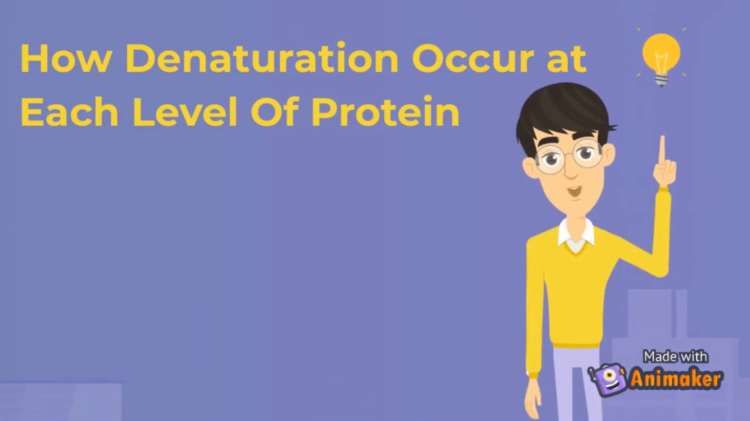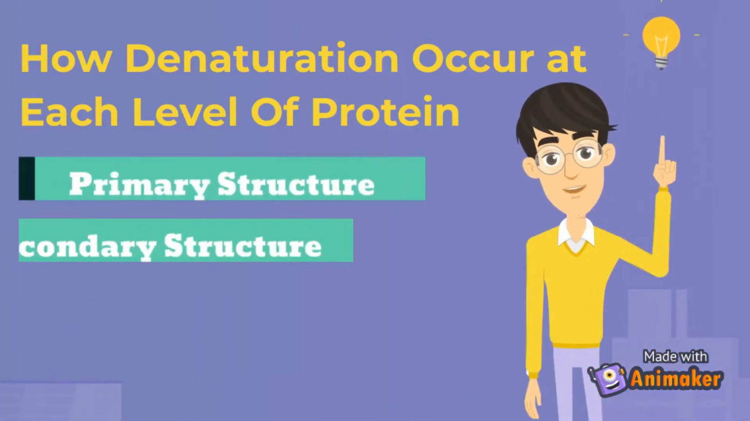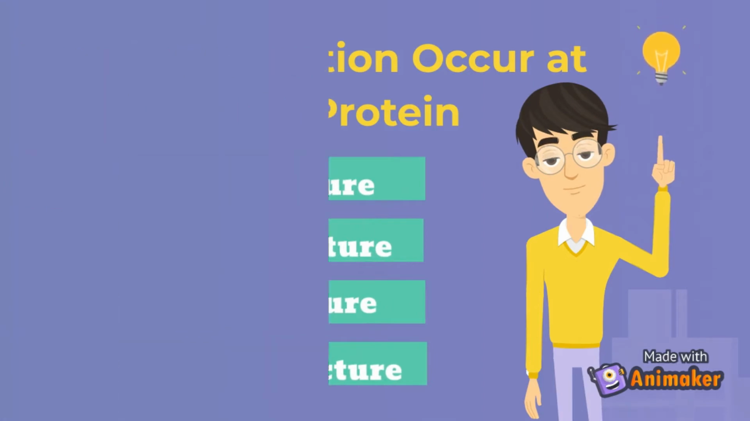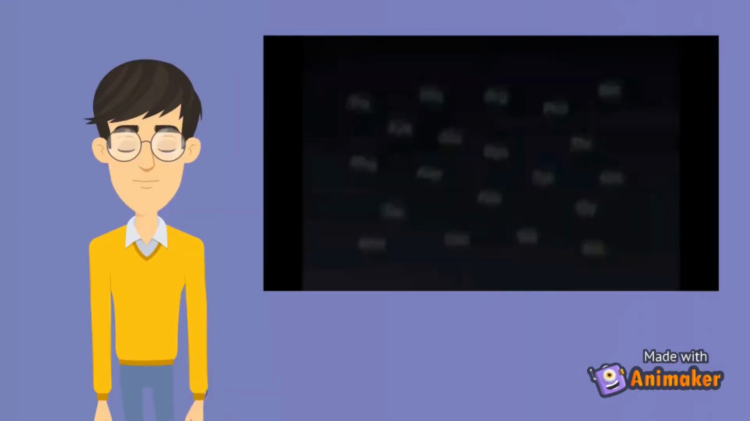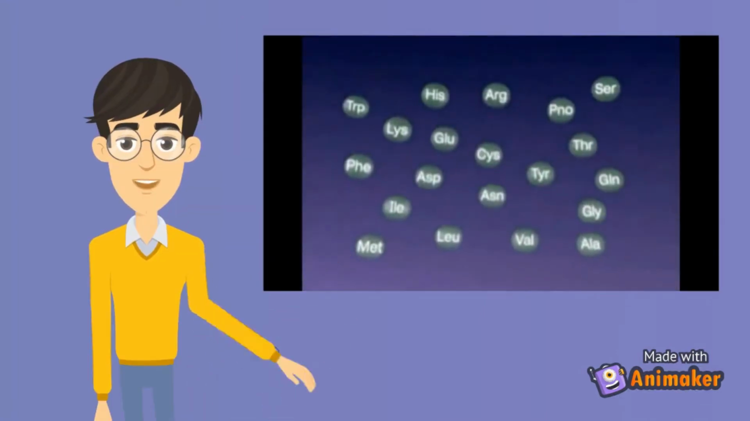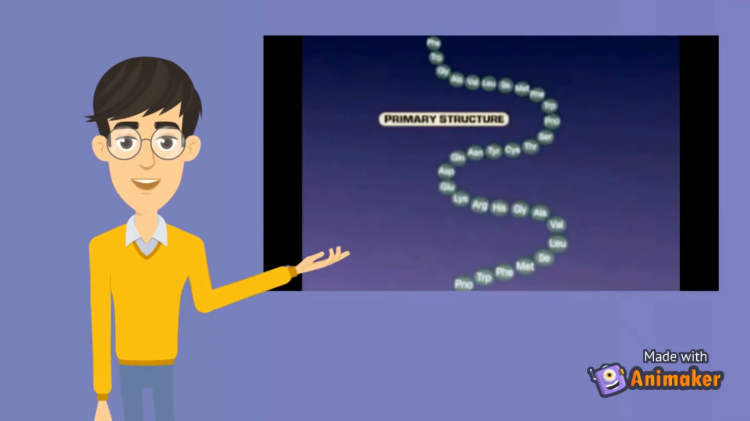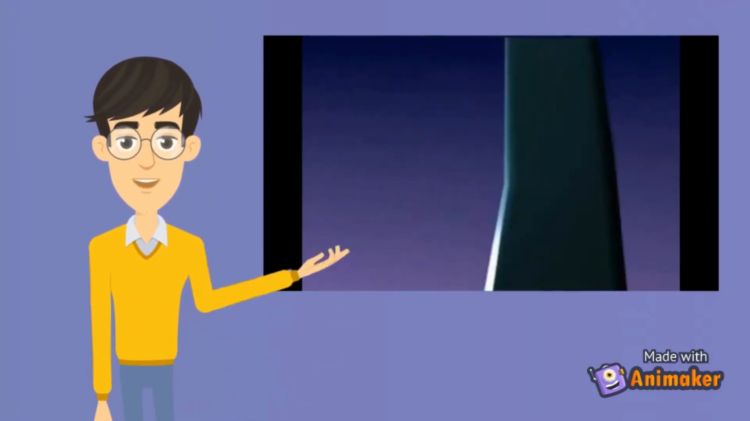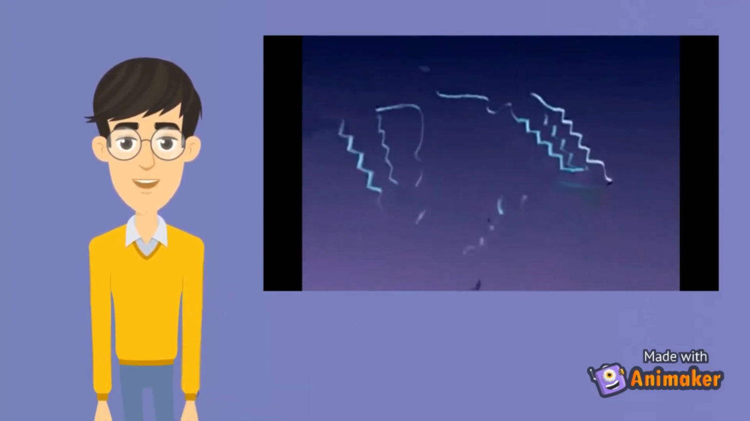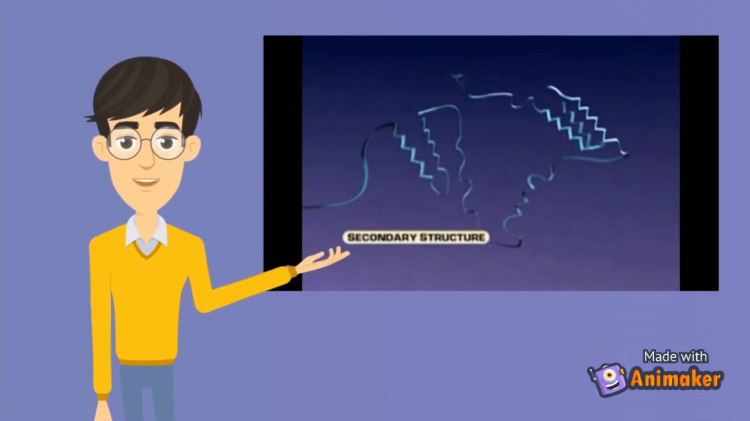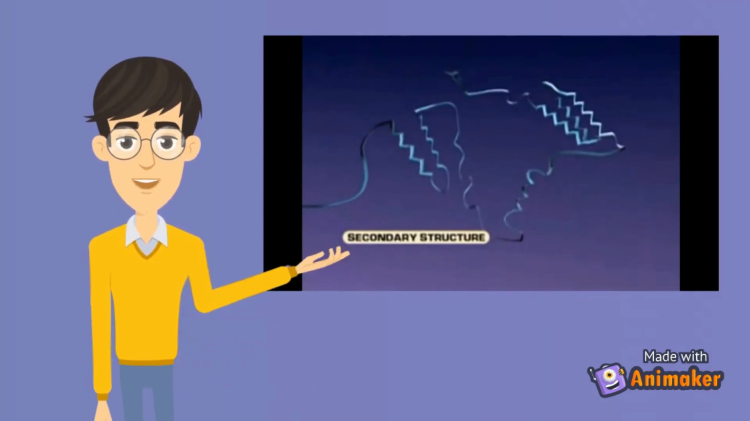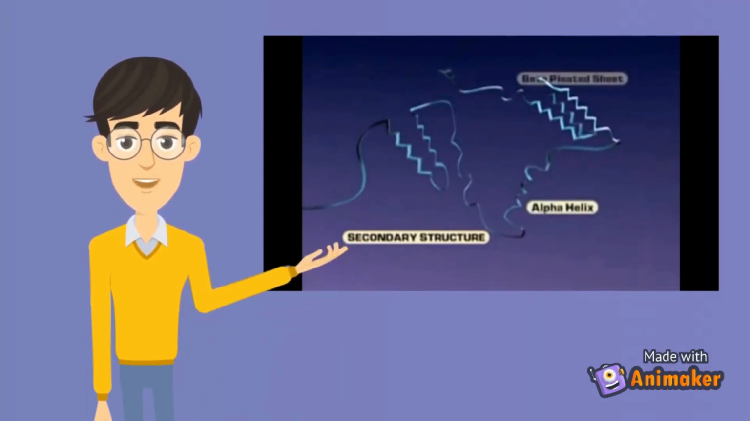Okay, let's see how protein denaturation occurs at each level of protein. In the primary structure, the sequence of amino acids is held together by covalent peptide bonds, which are not disrupted by the process of denaturation. In the secondary structure, proteins lose all regular repeating units or patterns such as alpha helices and beta pleated sheets, and adopt a random coil configuration. There are two structures, which are the alpha helix and the beta pleated sheet.